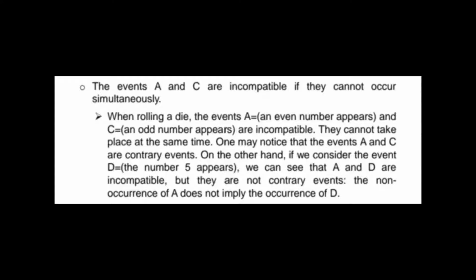One may notice that the events A and C are contrary events. On the other hand, if we consider the event D, the number 5 appears, we can see that A and D are incompatible, but they are not contrary events. The non-occurrence of A does not imply the occurrence of D.